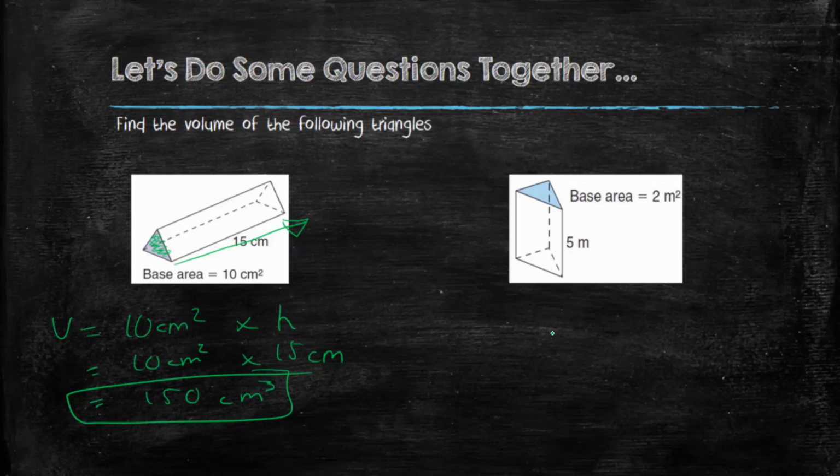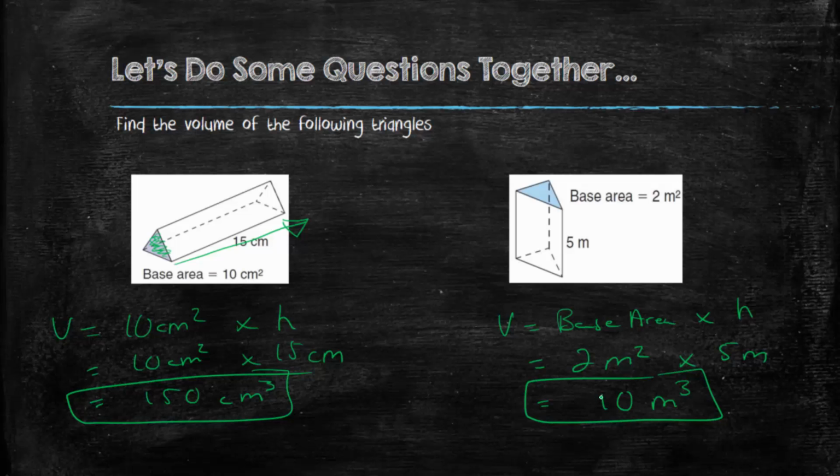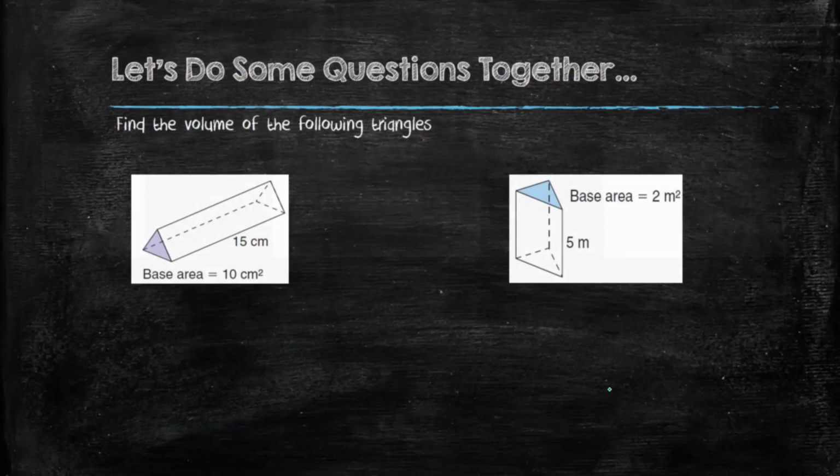Let's check this out. Again, volume equals base area times height. Well, base area is 2 meters squared times what's height? 5 meters. That gives us 10 meters cubed. Okay, let's do a few more questions.